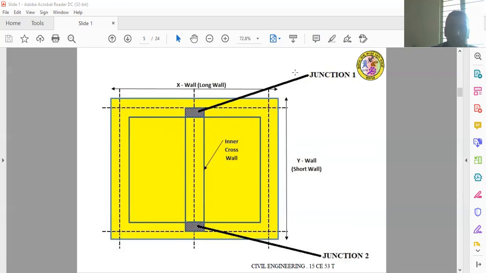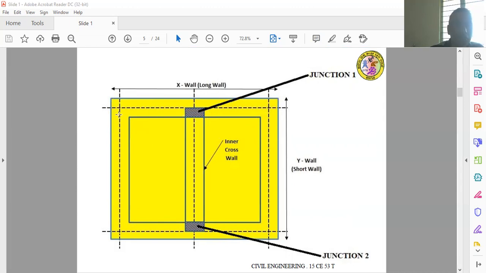So the number of junctions is equal to 2. Where two corner walls meet at a point, it is not called a junction. The junction will not be considered at the corner; it will only be considered at the T junction. And here we also have to calculate the center to center length of the long wall.